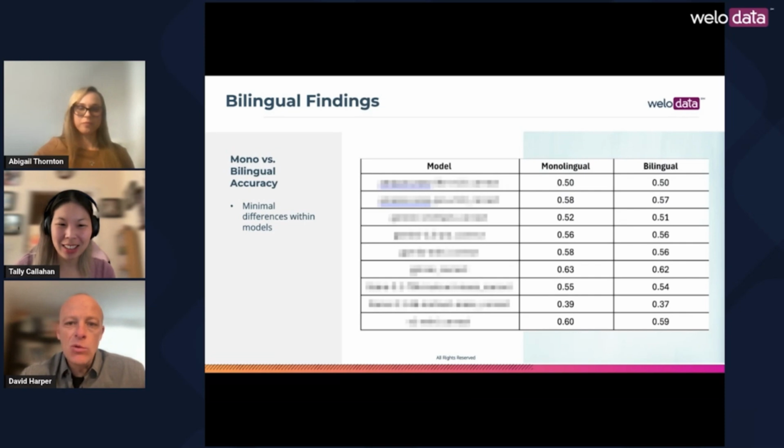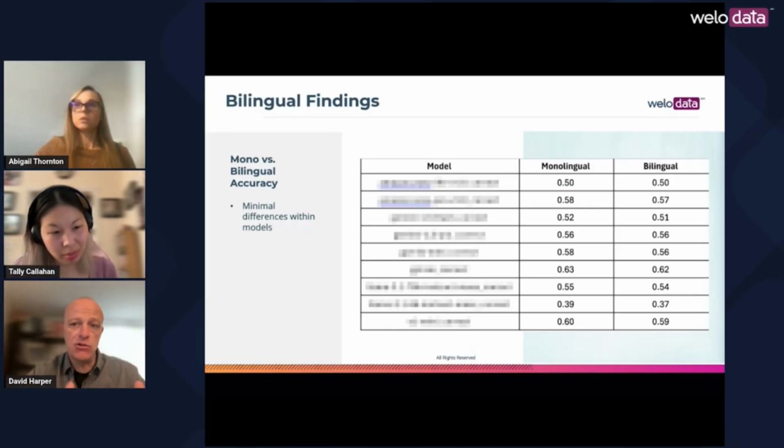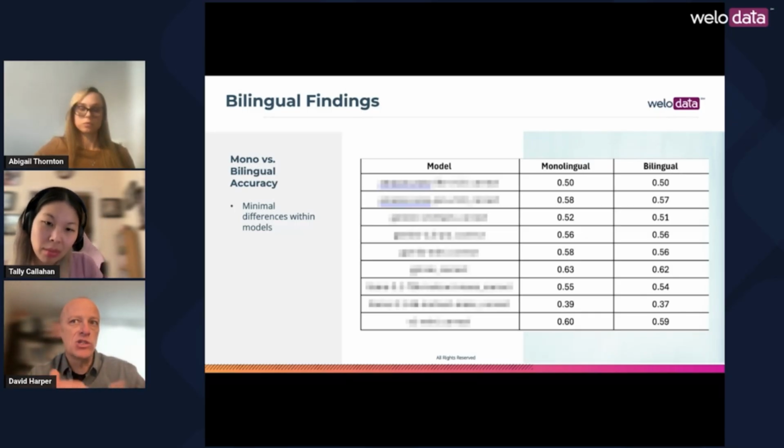If we look at the bilingual results, our first question was whether the accuracy degrades for the bilingual prompts. I think this is an interesting question for developers. Do the models perform as well with monolingual prompts, when everything is in Spanish or English or Turkish, or do they degrade when we start mixing the languages in the prompt?